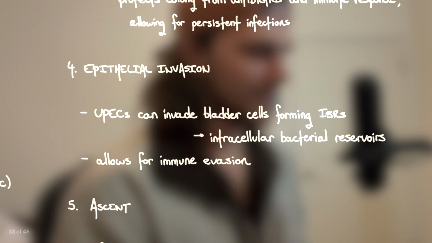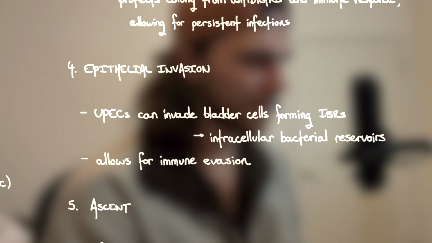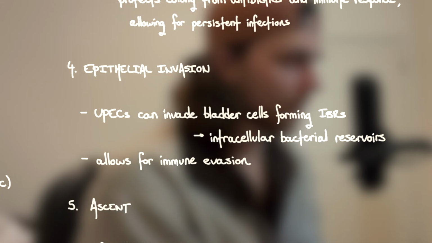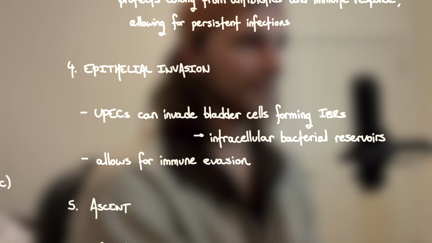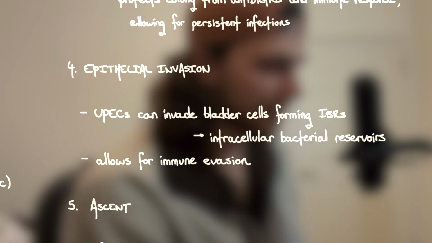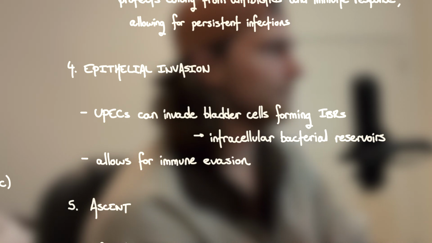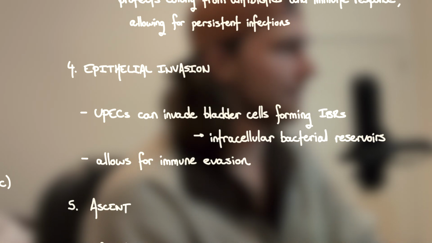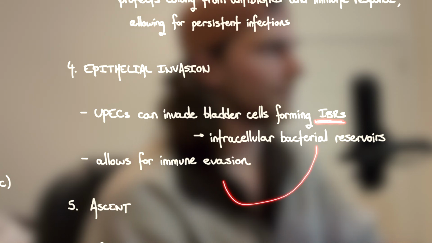So these E. coli can invade the bladder epithelium, epithelial invasion. When they get inside the epithelia, they can form IBRs, intracellular bacterial reservoirs. Pretty sneaky. So they've snuck into the very cells of the bladder itself, which allows for immune evasion. Remember, the name of the game of the immune system is determining self from non-self. My bladder cells are most certainly part of me, but these bacteria have taken up shop within the bladder cells.